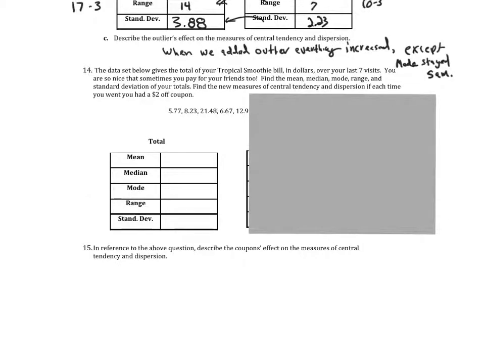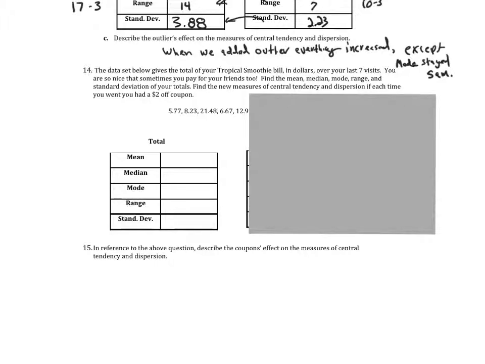All right, our next question says, the data set below gives you the total of your tropical smoothie bill in dollars over your last 7 visits. You are so nice that sometimes you pay for your friends, too. Find the mean, median, mode, range, and standard deviation of your totals. Find the new measures of central tendency and dispersion if each time you went, you had a $2 off coupon. So we're going to do almost the exact same thing as we did above, okay?